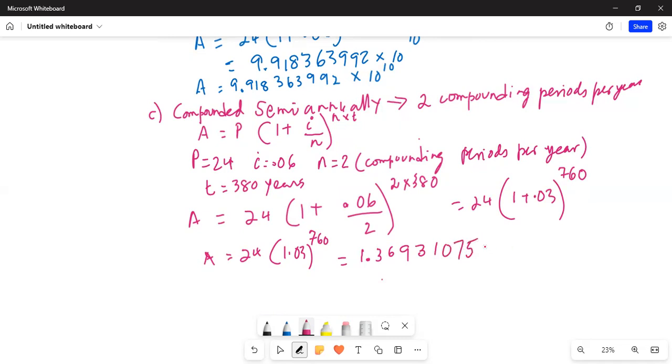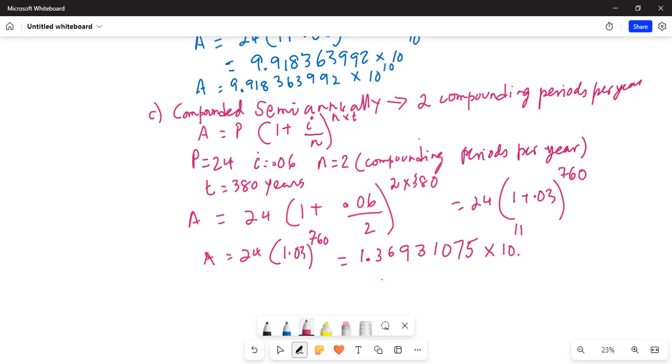1.36931075 times 10 to the power of 11. One order of magnitude greater than if you did not have semi-annual compounding. So if you just compound it annually, then you get the answer in blue. If you compound it semi-annually, twice per year, the growth is much more than if you compound it annually.